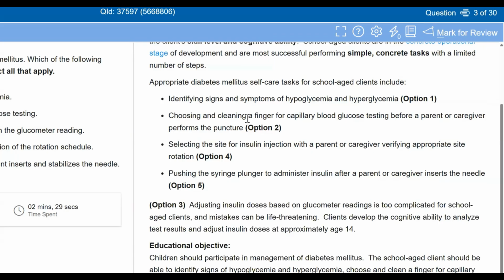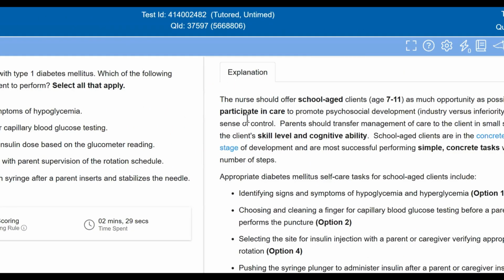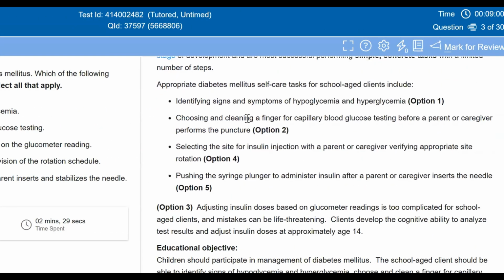So these are correct. In option 3, adjusting insulin doses based on glucometer readings is too complicated for school-age children, so that's why option 3 is incorrect. A mistake can be life threatening. Clients develop the cognitive ability to analyze test results and adjust insulin doses appropriately at approximately the age of 14. School-age children are not able to calculate the dose, and it can lead to mistakes, so it can be life threatening.